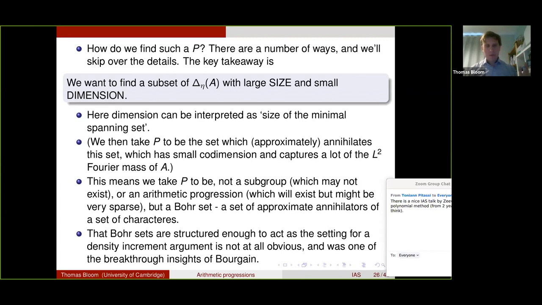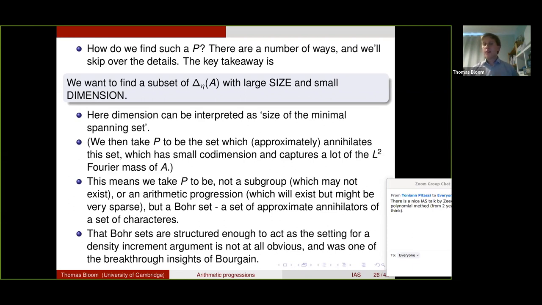which means that P is not exactly a subgroup or an arithmetic progression, but it's actually the approximate annihilator of this set of characters, which is called a Bohr set. And as I mentioned earlier, this is the key significant advance of Bourgain. Bourgain recognized the importance of working not with arithmetic progressions, which do work, they're just very inefficient because we are forced to go down a lot in the size of our progression at each stage. Instead you work with a Bohr set, which you can think of as a smoothed high-dimensional arithmetic progression. So they give you a lot more flexibility to work with.